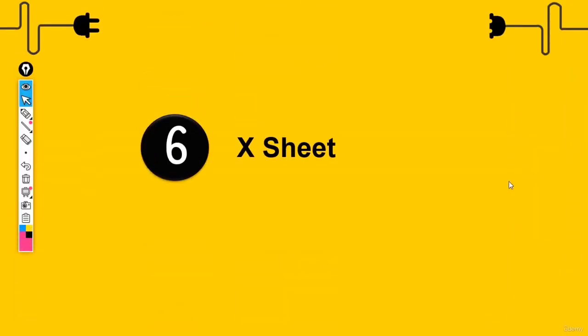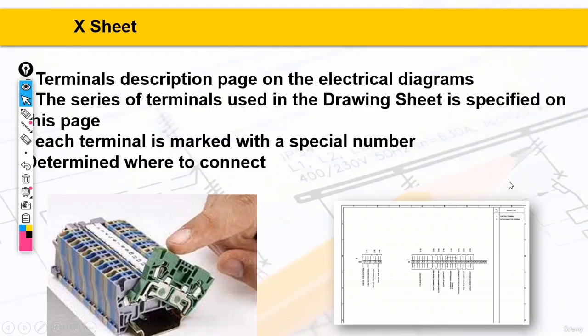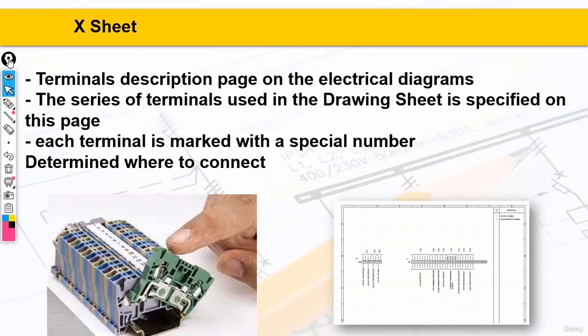Alright guys, welcome back. Let us discuss X sheets. In such sheets, we would usually find descriptions or explanations on the terminals that we have used in an electrical diagram, and also other information, other details on such terminals, for example, their series, like X100 or X200, and also specific numbers that would actually work as markers for each terminal.